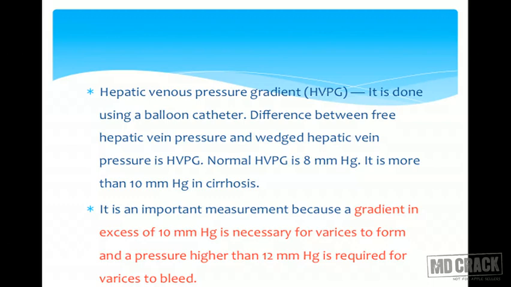It is an important measurement because a gradient in excess of 10 millimeters of mercury is necessary for varices to form, and a pressure gradient of more than 12 millimeters of mercury is required for varices to bleed. So this is a very important point. You may be asked a question, and they may ask you to find out the proper pressure.